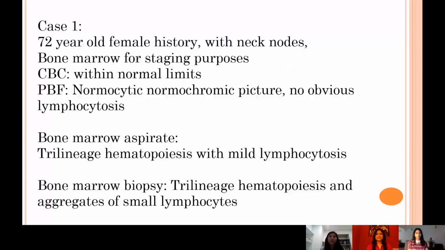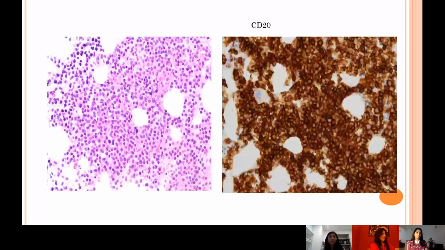She had a history of neck nodes. Bone marrow was done for staging purposes. CBC was within normal limits. Peripheral blood film showed no obvious lymphocytosis, the aspirate showed mild lymphocytosis, and the bone marrow biopsy showed these aggregates.